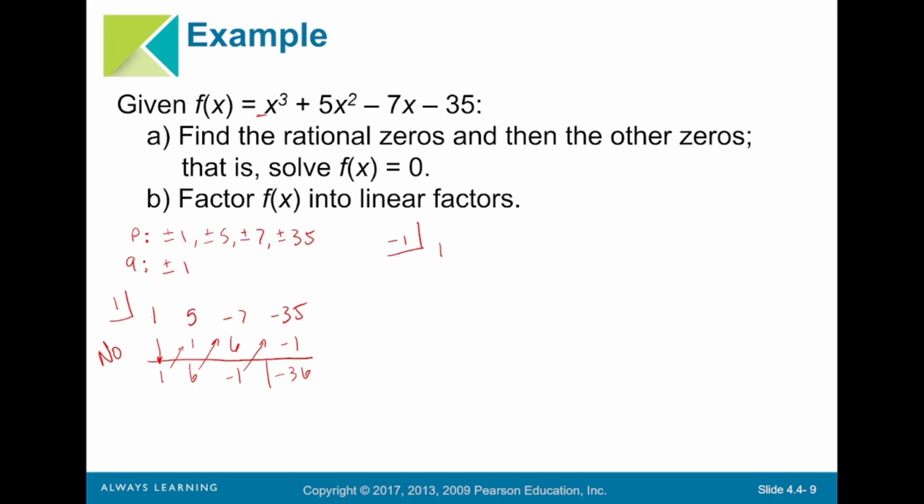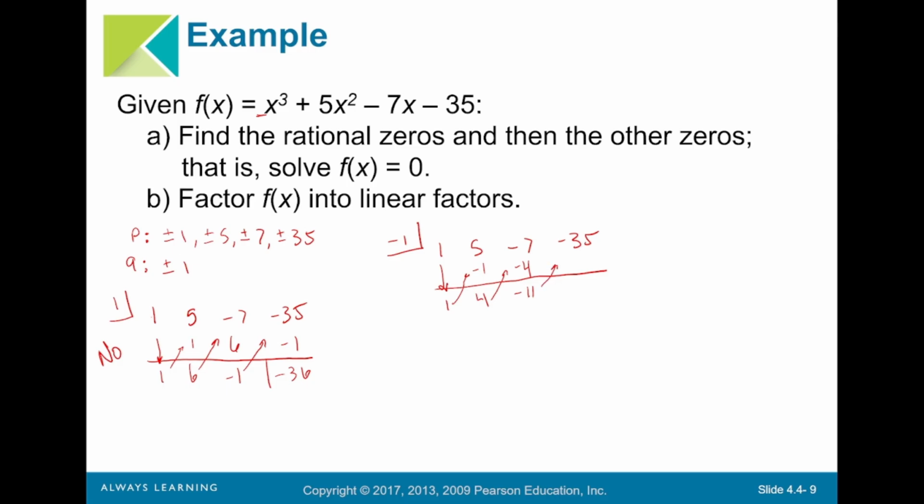Okay, we're looking at 1, 5, negative 7, negative 35. So now I give myself some space. I draw a bar. I drop the 1 first. I do 1 times negative 1 to bring it up here. I do 5 plus negative 1 to give me 4. 4 times negative 1 is negative 4. And then I do negative 7 plus negative 4, which is negative 11.